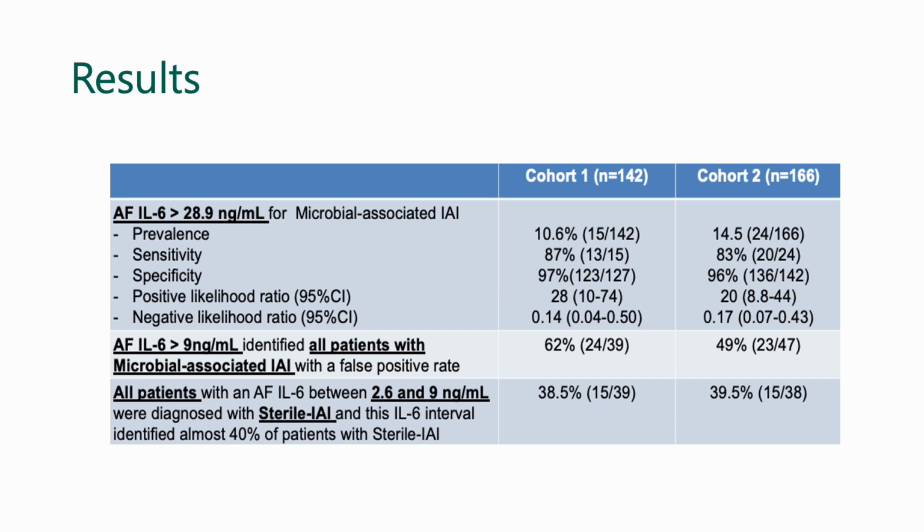Amniotic fluid IL-6 more than 9 nanograms per milliliter identified all patients with microbial associated inflammation, with a false positive rate of 62% in the first cohort and 49% in the second cohort. All patients with amniotic fluid IL-6 between 2.6 and 9 nanograms per milliliter were diagnosed with sterile inflammation. And this IL-6 interval identified 38.5% of patients with sterile inflammation in the first cohort and 39.5% of patients with sterile inflammation in the second cohort, which is around 40%.